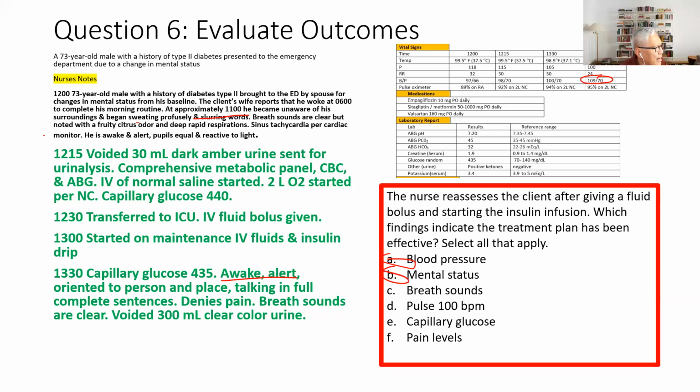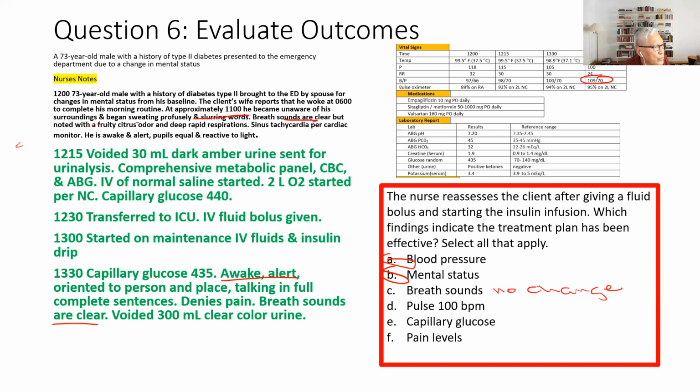The breath sounds are clear in the beginning, right here. And over here, breath sounds are clear. So does that mean to say that it has been effective? Well, there's no change, right? So that would not be a manifestation of improvement.